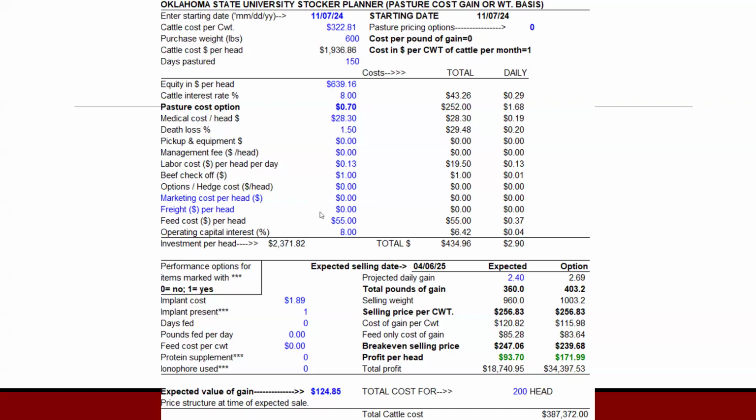Freight, so calculate how much your freight cost is. Usually it's somewhere $3 to $5 per loaded mile. So they don't charge you for deadheading, but $3 to $5 per loaded mile and about 50,000 pounds on a loaded truck, typically. So I didn't put anything there. There's that feed cost per head, and then our operating capital interest. So our total cost per head was $435. Okay.